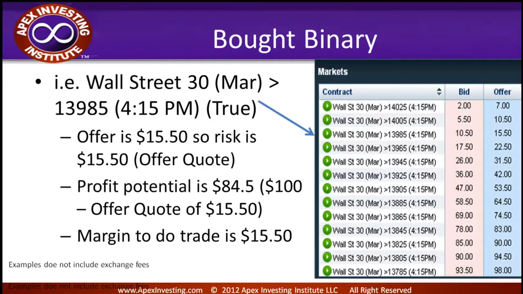So if we bought the binary that says that the Dow futures March contract will be greater than 13,985 at 4:15 p.m. Eastern Time, we're saying the statement is true. Well, the offer is $15.50. When we're buying, the offer side shows our risk. So the risk is $15.50. And the profit potential is $100 minus that risk, so the profit potential is $84.50 for each contract we trade. And again, you could trade one, or you could trade 100 or more. The margin to the trade is the maximum risk, which is $15.50.